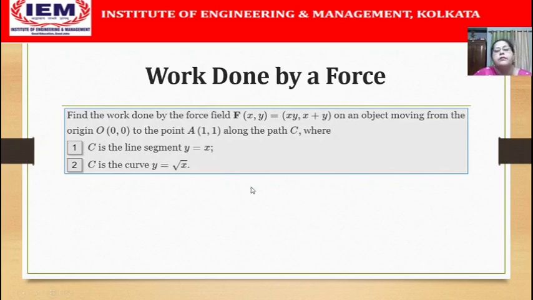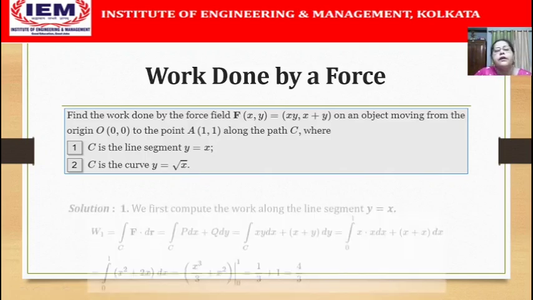Find the work done by the force field F(x, y) equal to (xy, x plus y) on an object moving from the origin O (0, 0) of course, to the point A given by (1, 1) along the path C, where the first path C is the line segment y equal to x, and the second path in the question is the curve y equal to root x. So let us try to work out the problem.